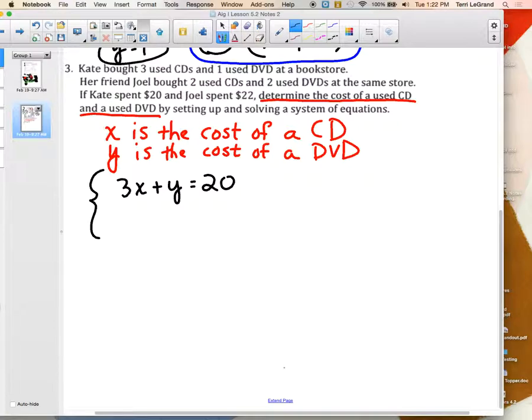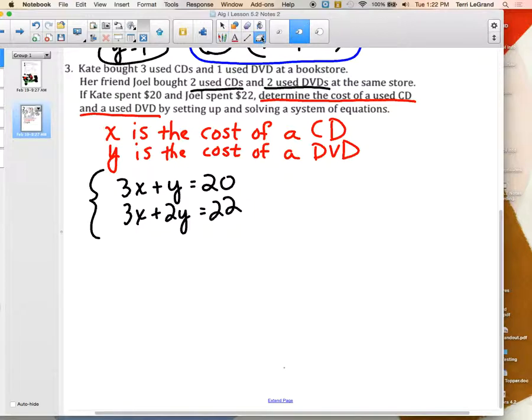3x plus 2y equals 22. Okay, you guys agree? Ooh, Riley, what's wrong? It should be 2x plus 2y. Oh, because Joel bought 2 used CDs and 2 DVDs. So the only thing we've got to change on Blaine's is the 3 to a 2, right? So it's 2x plus 2y equals 22. Now can we go with that?